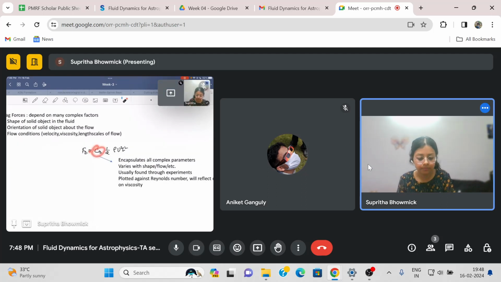This will vary with shape, flow conditions, etc. This is usually found through experiments, as I said, and a graph is also shown in the lectures. What one usually does is plot CD versus Re. So you take the system, right? You vary the fluid velocity profile, you vary the length scales over which the fluid flows, you vary the different conditions, then you measure this drag force, right? And using this relation, you can get CD.